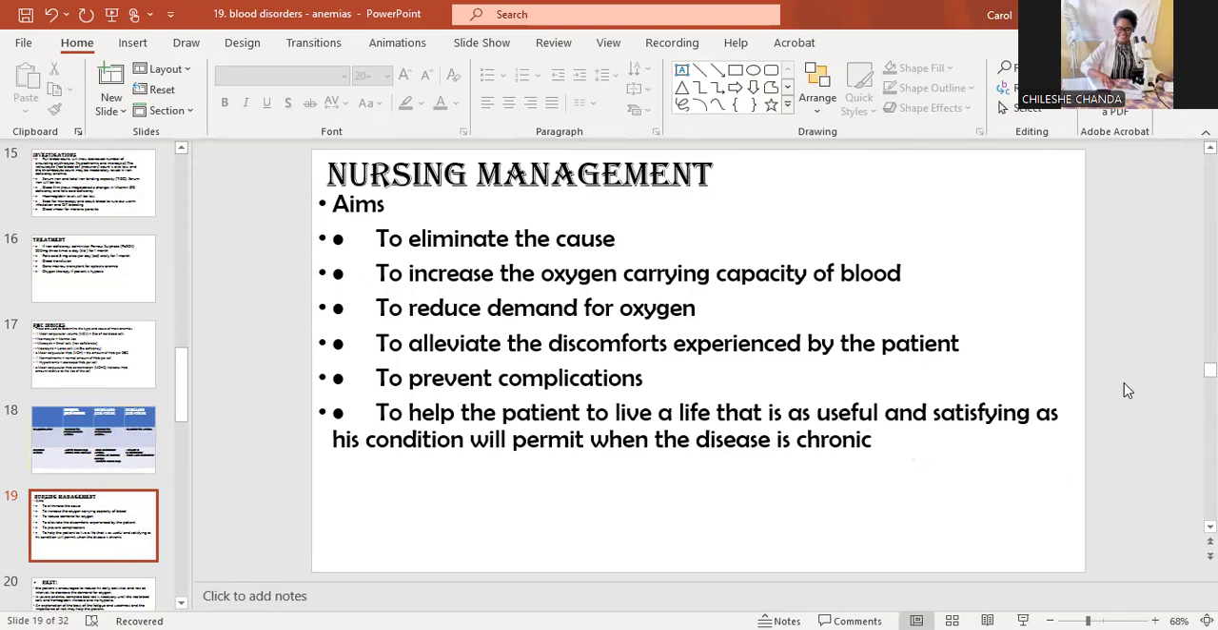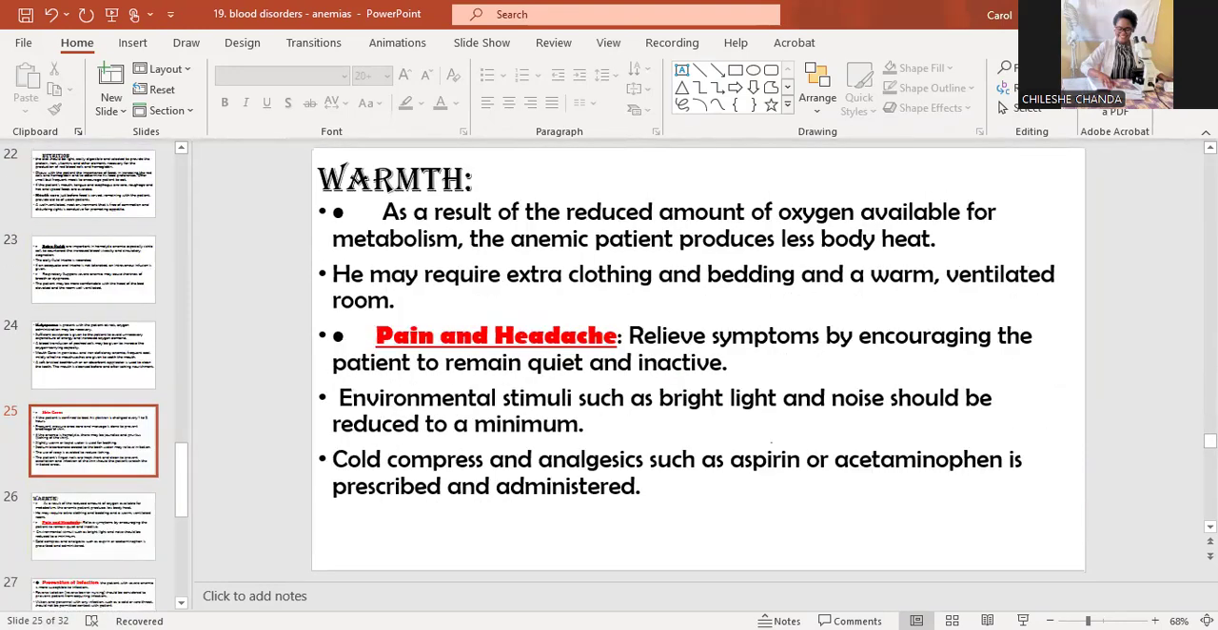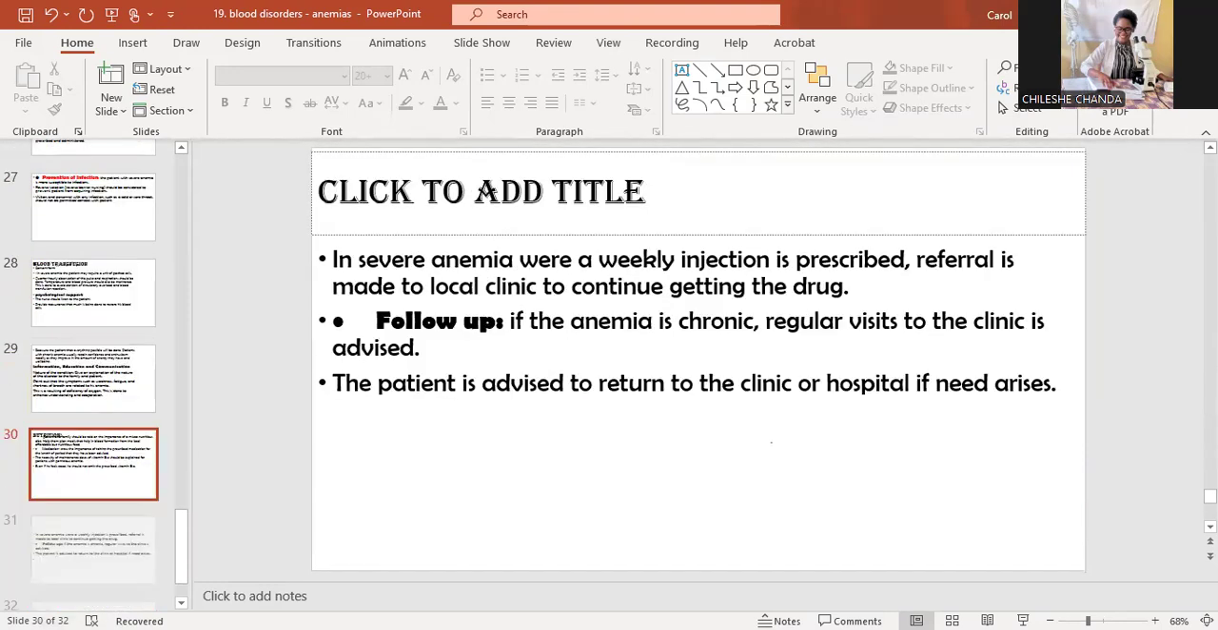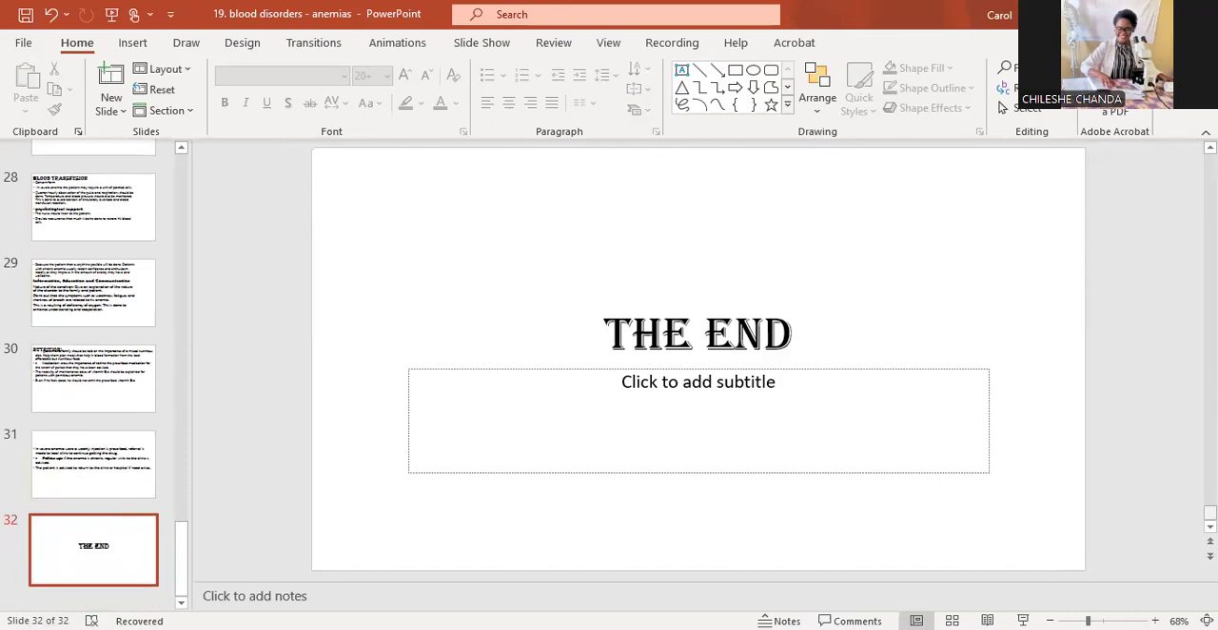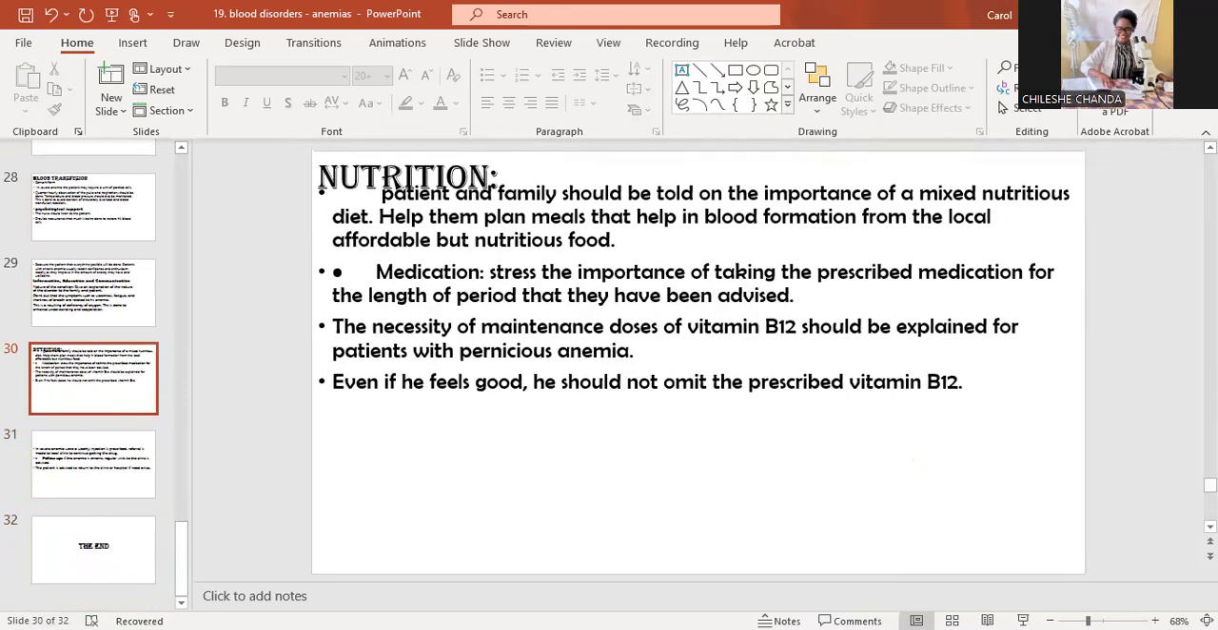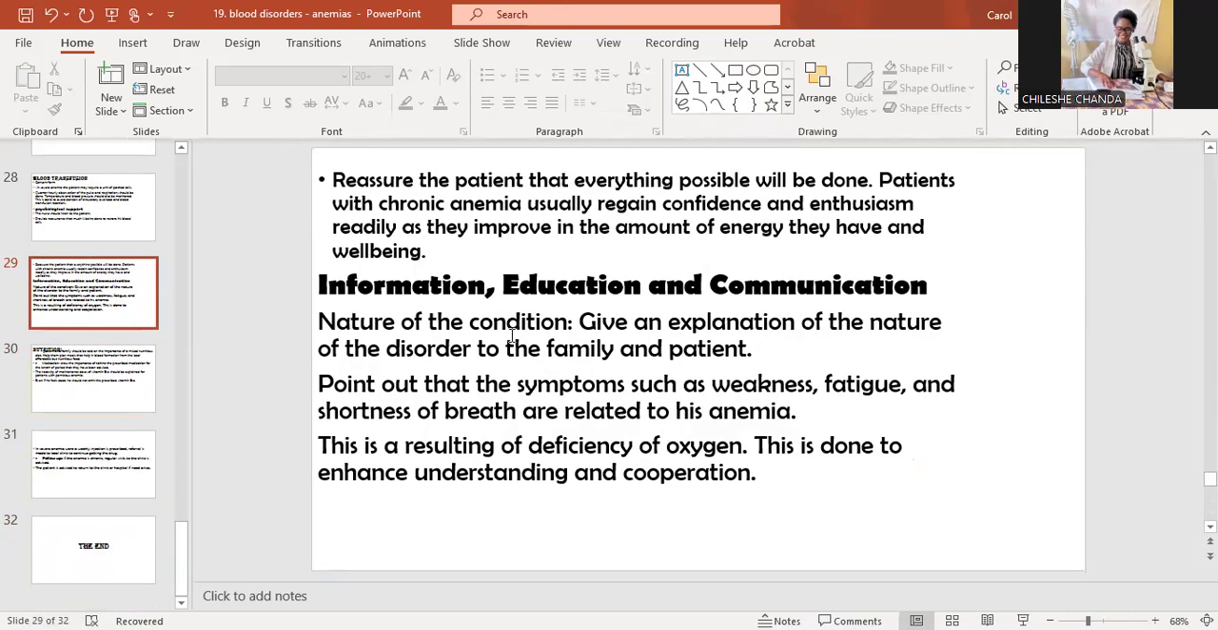So here is the nursing management. We will look at nursing management properly and how to write your nursing management properly. But meanwhile, this is the nursing management for anemia. Okay, this is the nursing management for anemia. And so this brings us to the end of this session.